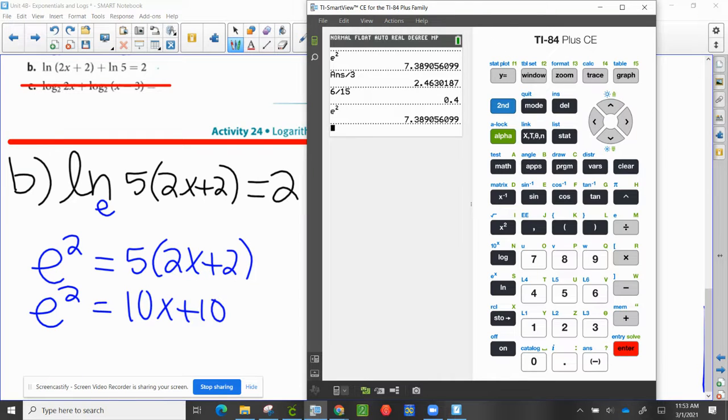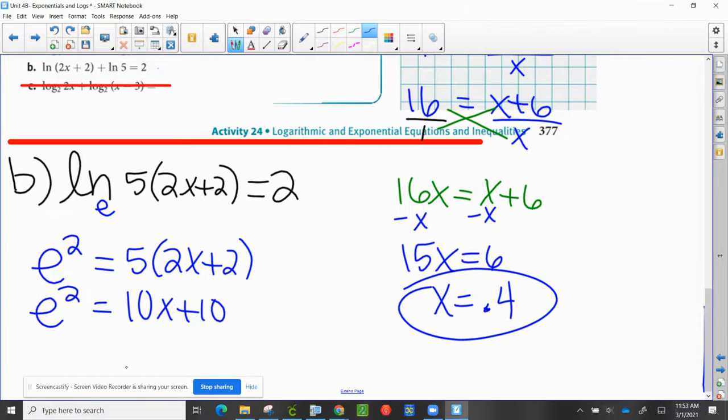Okay, so what I'm going to do is first I'm going to subtract 10 on my calculator. Okay? And then we're going to have to divide out by that coefficient in front. So I'm just going to do this all in my calculator. Divide it by 10. And there's my answer. So negative 0.261.